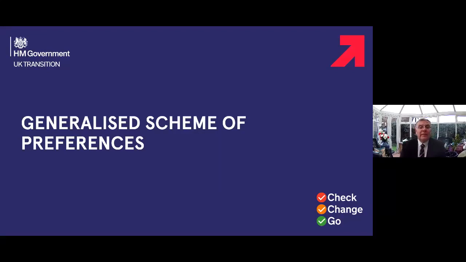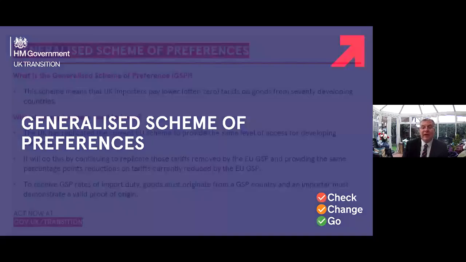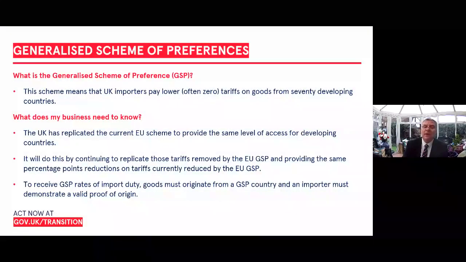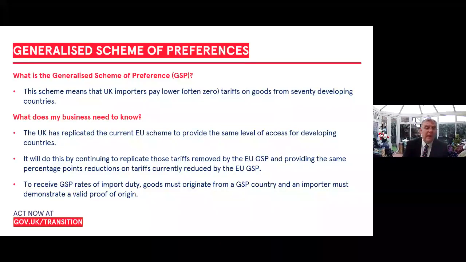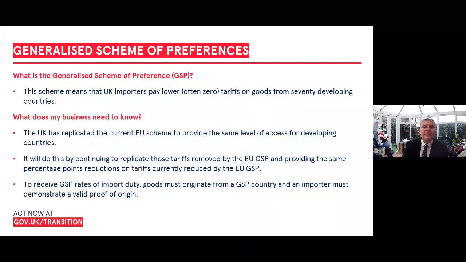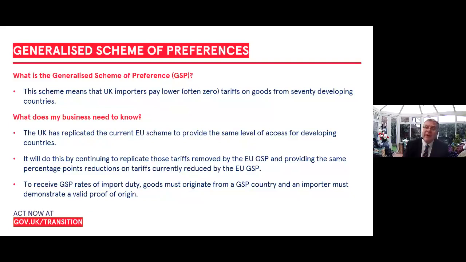I'm now going to talk about the Generalised Scheme of Preferences. So what is the Generalised Scheme of Preferences? Well, this scheme means that UK importers pay lower, often zero tariffs on goods from around 70 developing countries. This covers, for example, many imports from a large number of countries in Africa and South Asia.